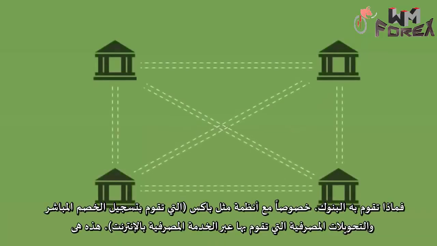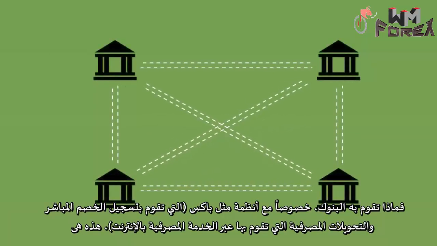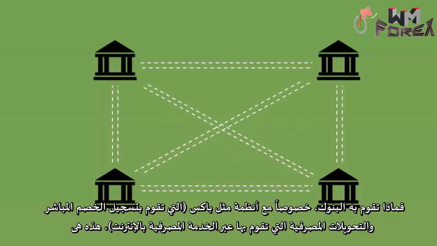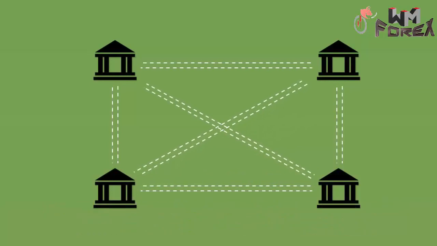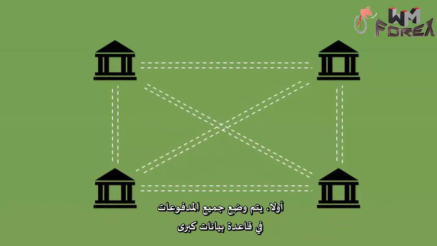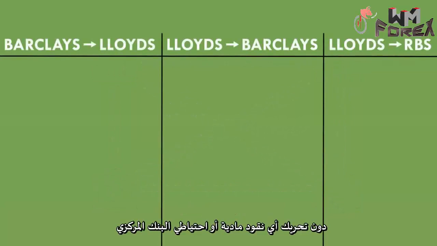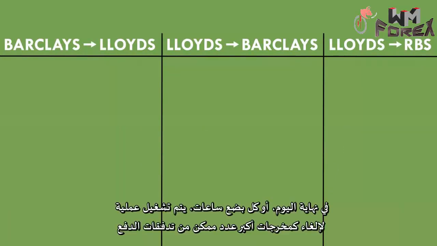So what the banks do, especially with systems like BACS, which manages direct debits and the type of bank transfers that you make via internet banking, is this. First, they put all the payments into a big computer database without actually moving any real money, cash or central bank reserves. Then, at the end of the day, or every few hours, they run a process to cancel out as many of the payment flows as possible.